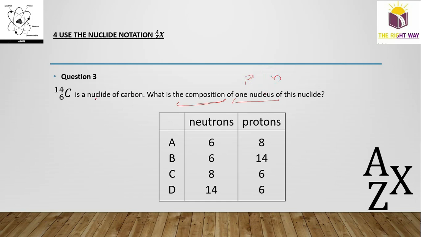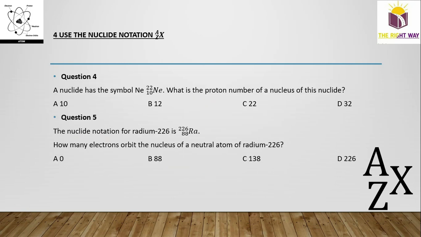The nucleus contains protons and neutrons. So how many protons? We know from this, this is the proton number, so protons are 6. And how many neutrons are present? Then we will subtract both these numbers. 14 minus 6, which is 8. So C is our right option. 8 is our neutron and 6 is our protons.